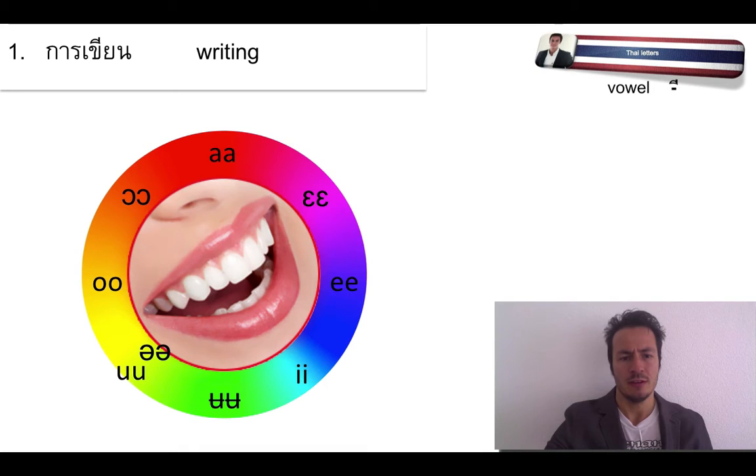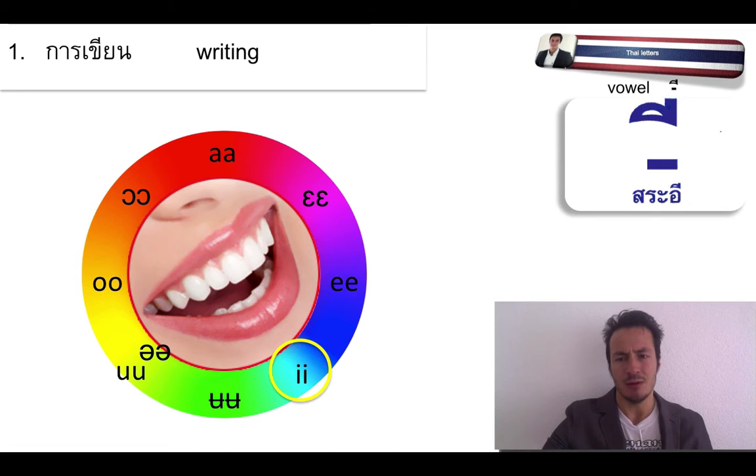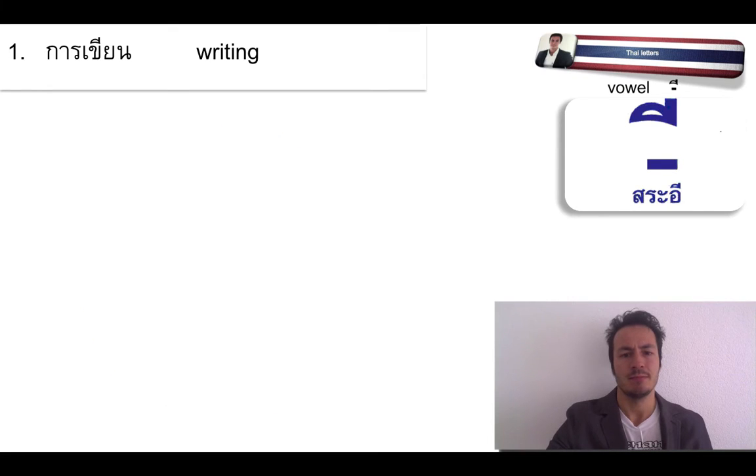Now, within the wheel of vowels, the long E vowel is placed right here. If you want to refer to the lesson articulation of vowels, where this wheel is presented, you can always do so, and you know now which vowel we are actually learning. The E vowel is represented on the card to the top right, and in Thai it's called Sara E, so vowel E or E vowel, however you want to translate it.